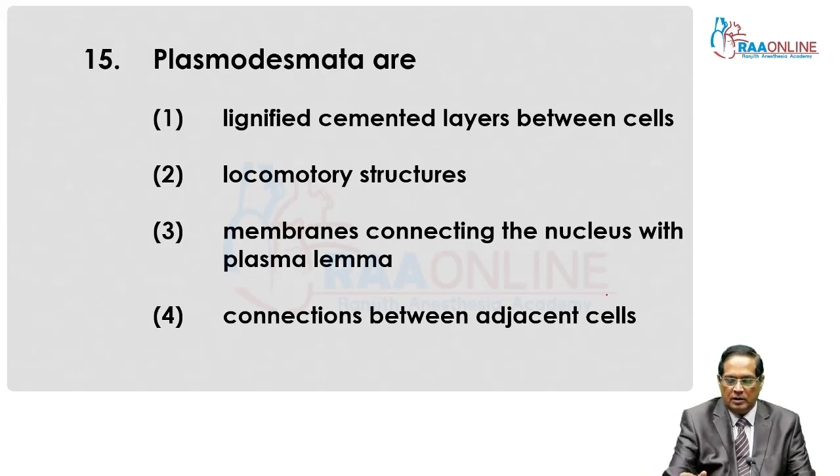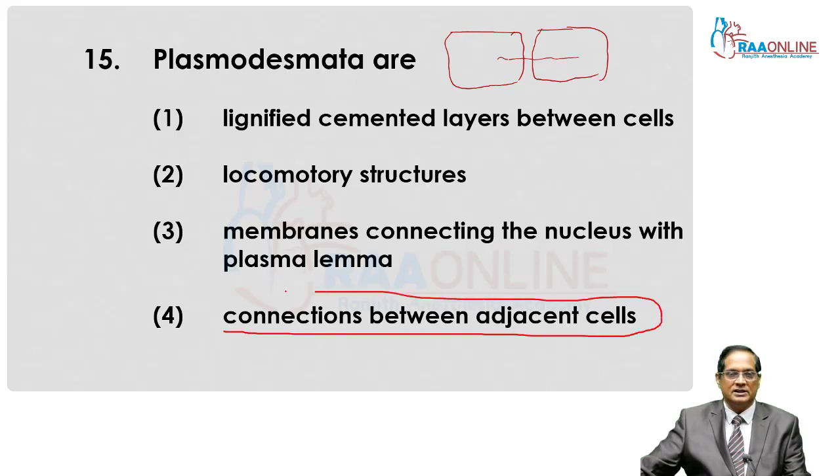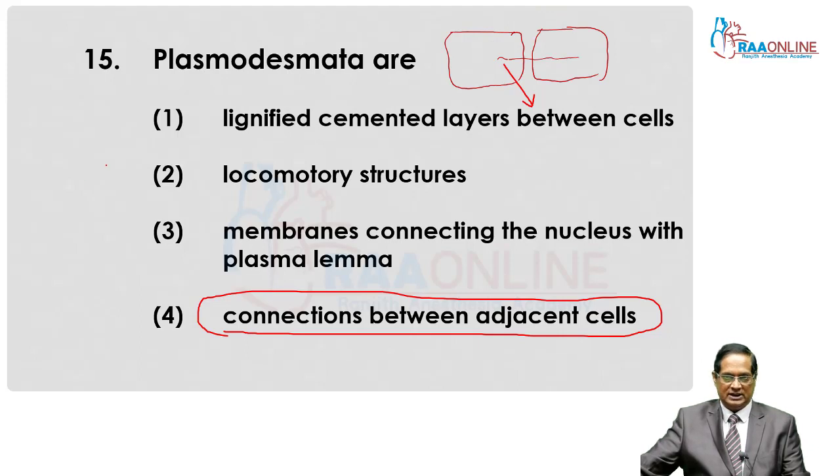Plasmodesmata. Plasmodesmata are present in between two adjoining cells. They are protoplasmic strands, responsible for the connection between two adjacent cells. So communication takes place between these two cells; these two cells communicate through plasmodesmata.